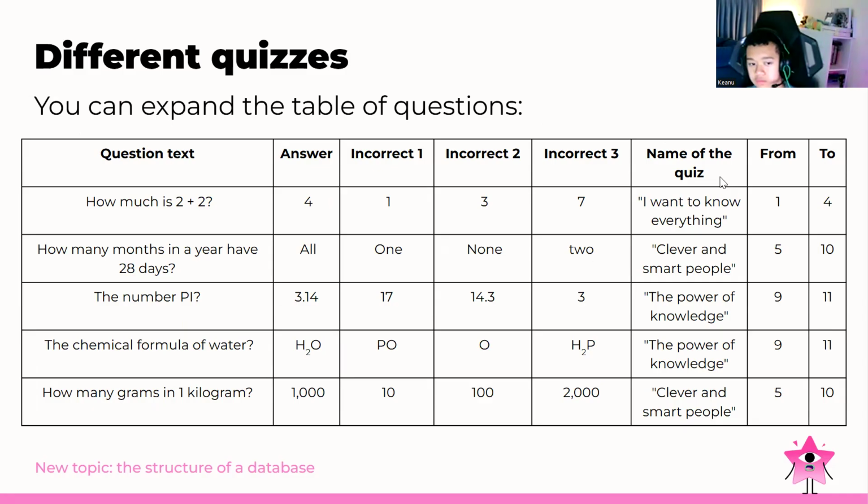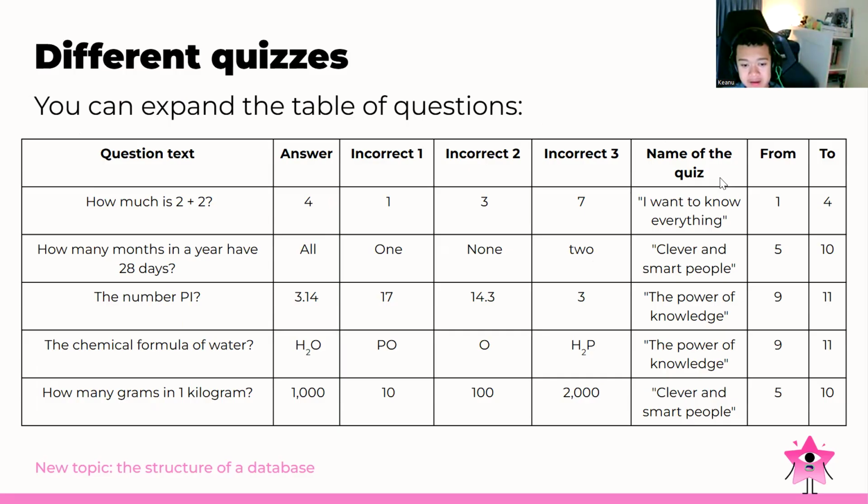The first question is, how much is 2 plus 2, maybe? The possible answer and also the correct answer is 4. And the incorrect answers are 1, 3, and 7. And the name of the quiz maybe like this one: I want to know everything, which ranges from 1 until 4. And then for the question text again, how many months in a year have 28 days?